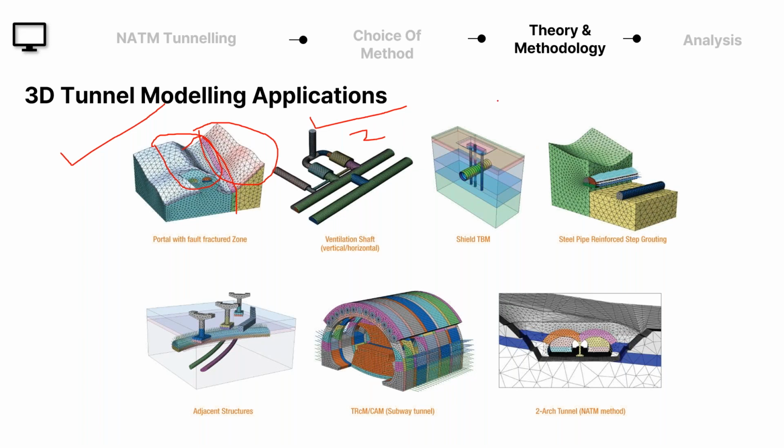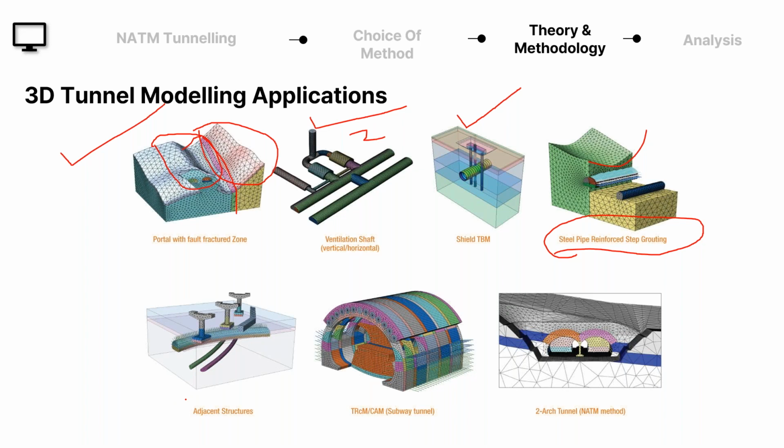Third is the shield TBM. So this part was covered in 2D in the second presentation that we had, and this is also going to be covered in detail in the upcoming one. Fourth is where you have a varying overburden and you have a pipe roof for support.